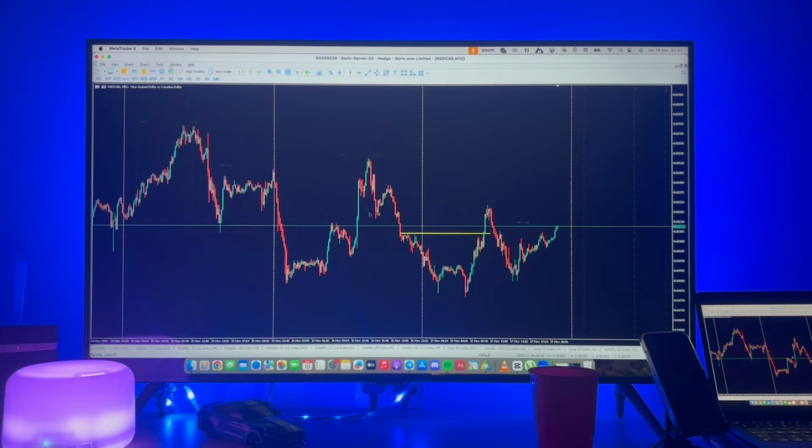So yeah, as you can see, this is the Tokyo high, this is the Tokyo low, and we want to execute our positions somewhere around here. So we're just gonna take a horizontal line and put it here so that it can make it easier for us to see this is the Tokyo low.